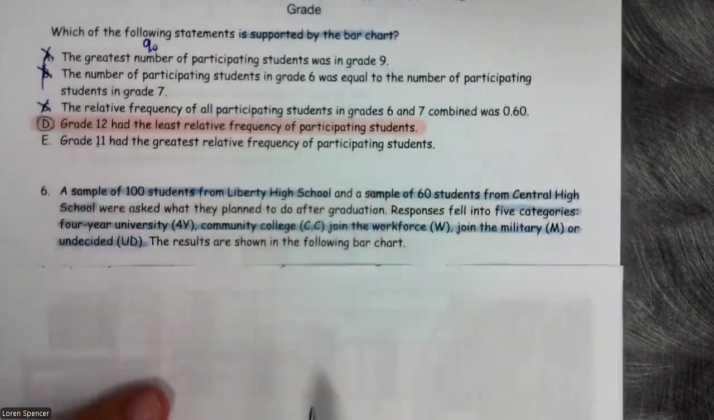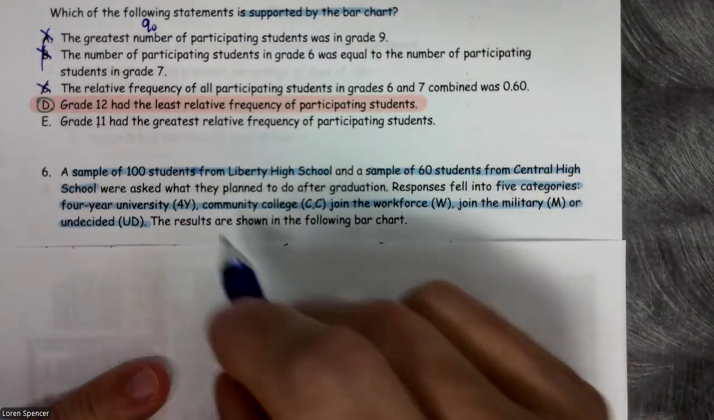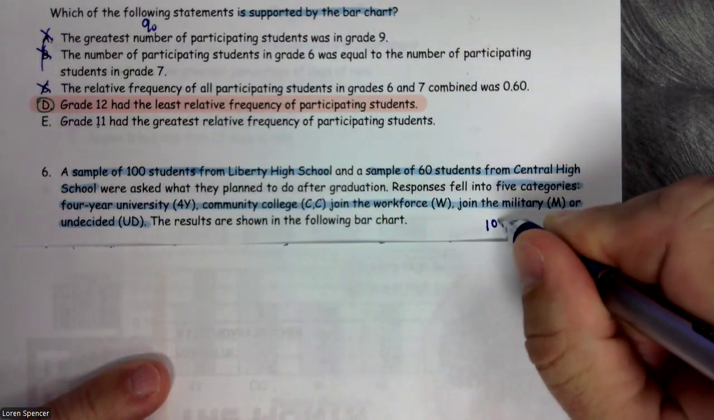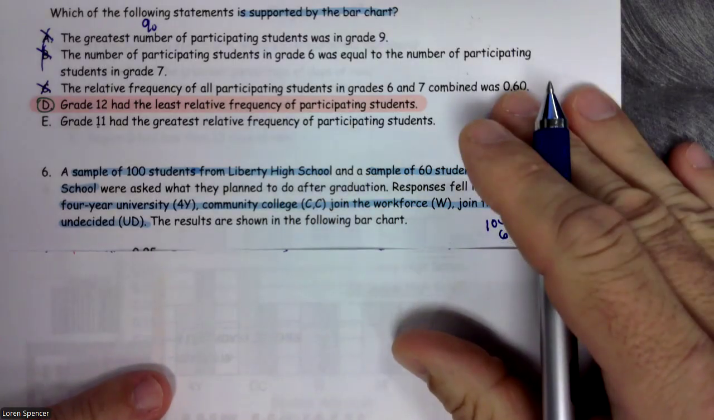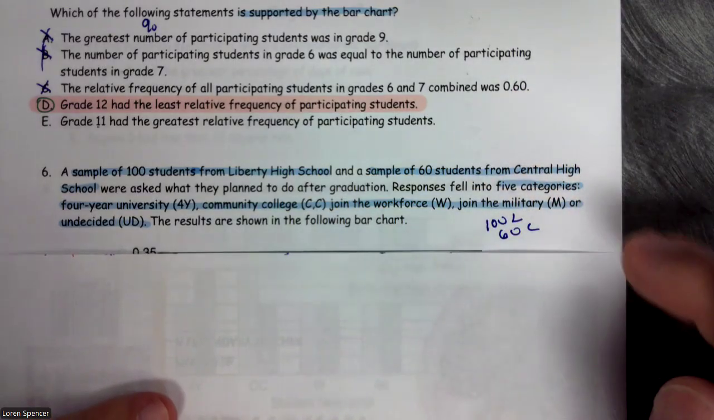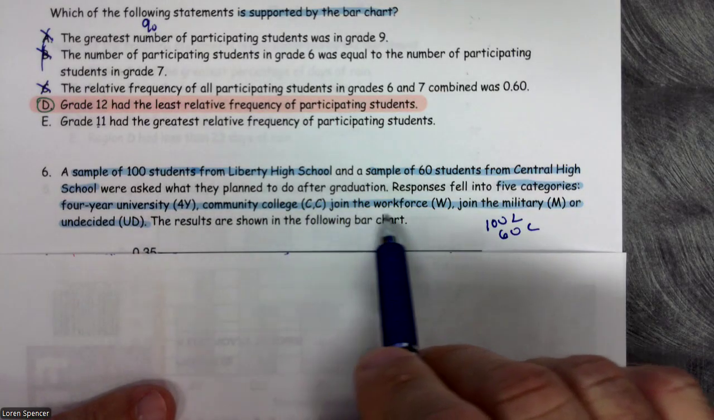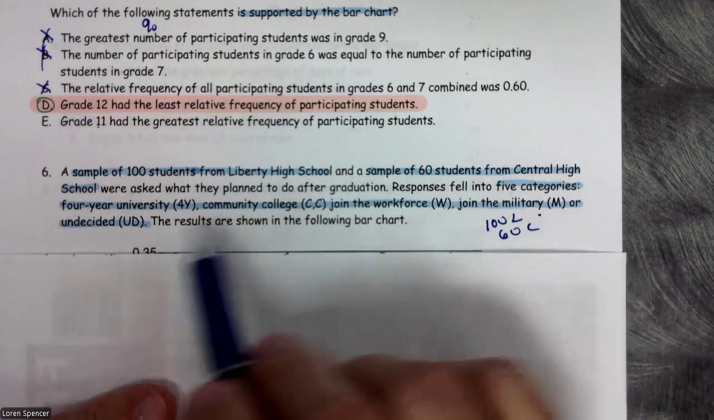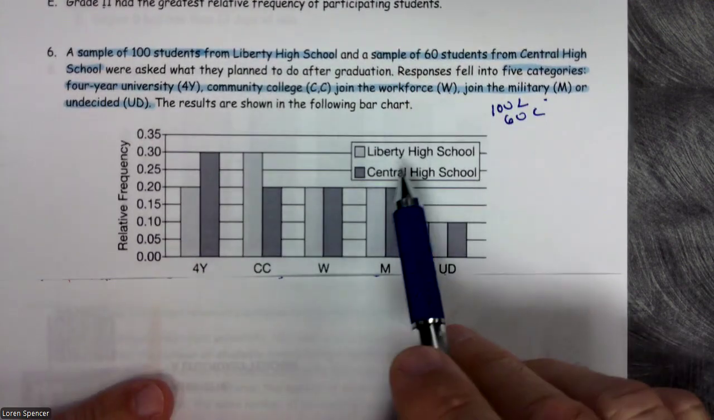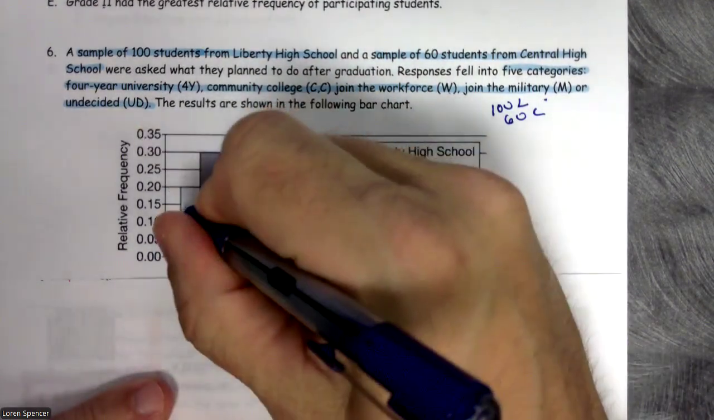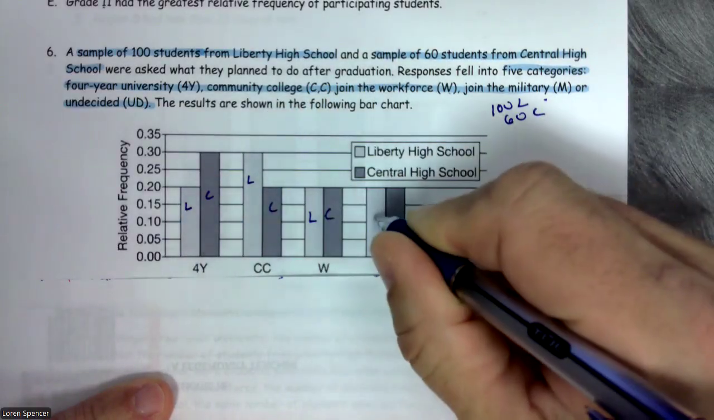Number 6, a sample of 100 students from Liberty High School and a sample of 60 students from Central High School. So I'm going to make a note here: 100 for Liberty, 60 for Central. They were asked what they plan to do after graduation. Responses fell into 5 categories: 4-year university, community college, join the workforce, join the military, or undecided. The results are shown in the table below. So this is Liberty and Central. So I'm going to put L, C, L, C, just so I don't get confused.